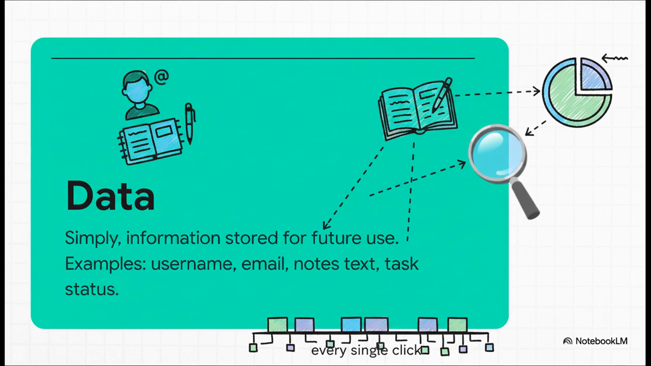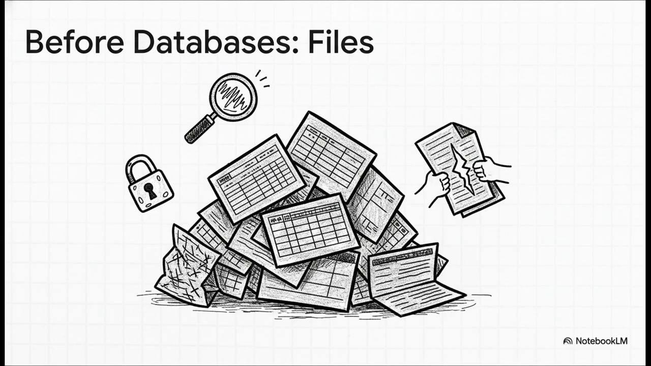It's your username so the app knows it's you when you log back in. It's the email you signed up with. It's the status of a to-do item, whether it's in progress or done. Literally every little interaction you have online creates data that needs to be stored somewhere so it can be used later.